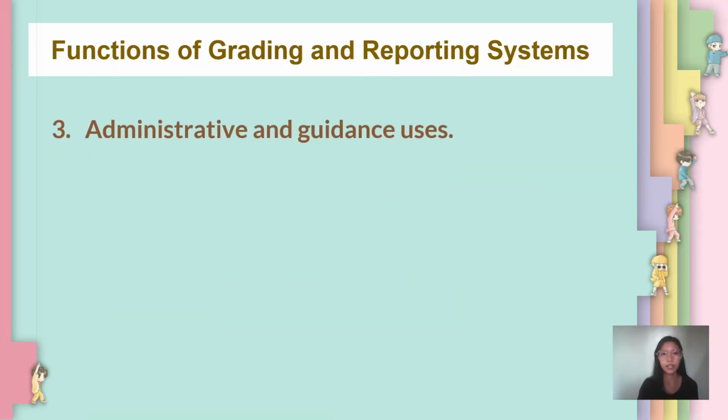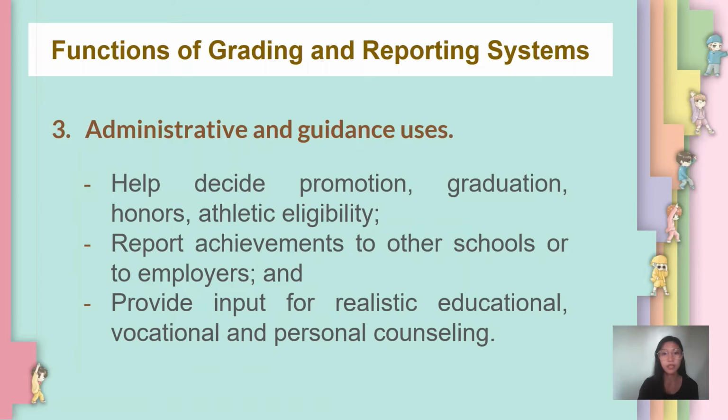And the third and last function of the grading and reporting system is for administrative and guidance uses. So the administrative and guidance purpose of grading and reporting consists, first, in helping to decide promotion, graduation, honors, and athletic eligibility of the student. Second is to report achievements to other schools or to employers. And the last would be to provide inputs for realistic educational and personal counseling.